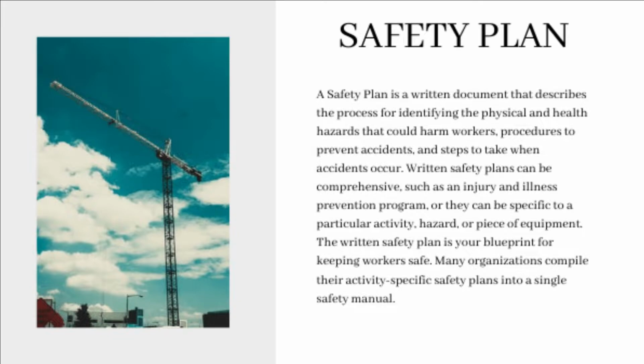Safety plan. A safety plan is a written document that describes the process for identifying the physical and health hazards that could harm workers, procedures to prevent accidents, and steps to take when accidents occur. Written safety plans can be comprehensive, such as an injury and illness prevention program, or they can be specific to a particular activity, hazard, or piece of equipment. The written safety plan is your blueprint for keeping workers safe. Many organizations compile their activity-specific safety plans into a single safety manual.